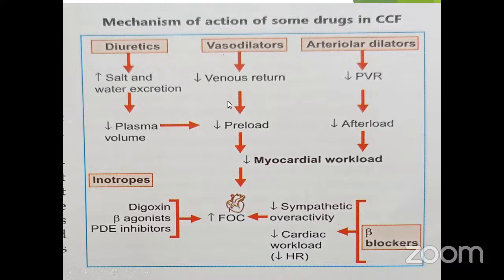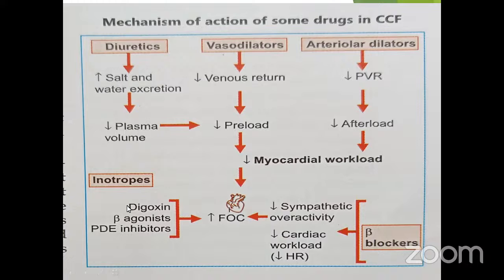Vasodilators: venular dilators decrease venous return. Once the blood flow to the heart is decreased, preload is decreased. Once preload is decreased, myocardial workload is decreased. So this is the main area we see, and hence there is a decrease in force of contraction. And arteriolar dilators decrease the peripheral vascular resistance and hence decrease the outflow resistance, that is, the flow from the heart to the vessels, and hence decrease the load.